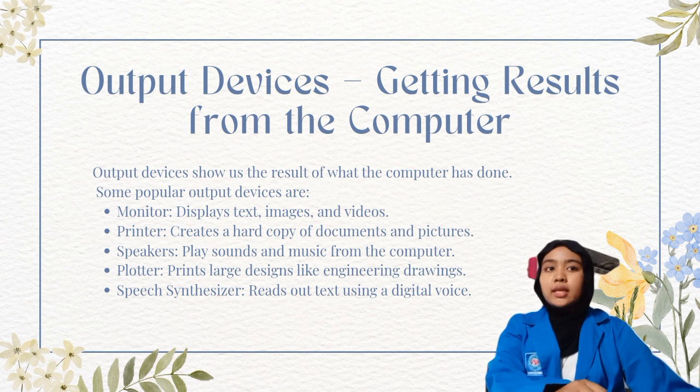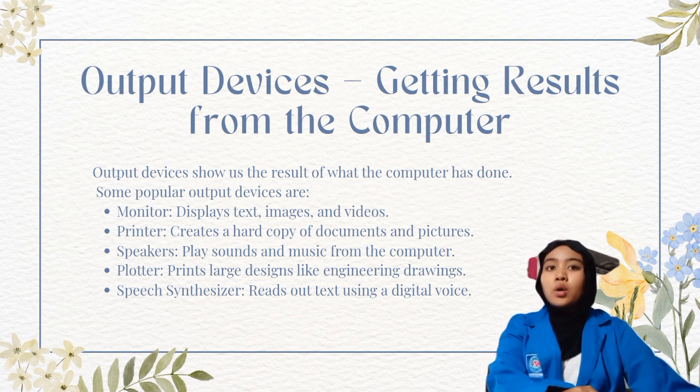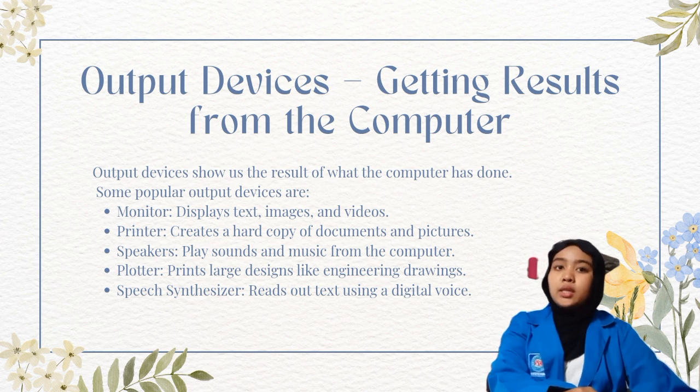Next, output devices, getting results from the computer. Output devices show us the result of what the computer has done. Some popular output devices are: 1. Monitor. Displays text, images, and videos. 2. Printer. Creates a hard copy of documents and pictures. 3. Speaker. Plays sound and music from the computer. 4. Plotter. Prints large designs like engineering drawings. 5. Speech synthesizer. Reads out text using a digital voice.